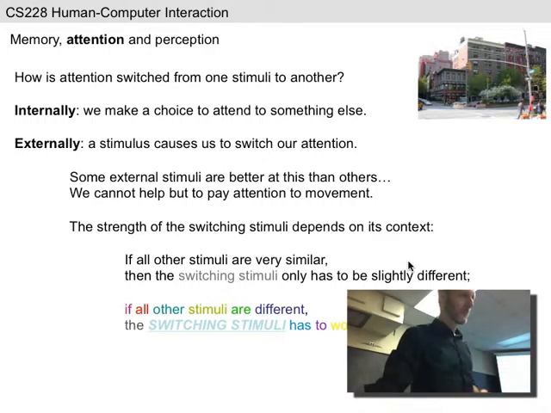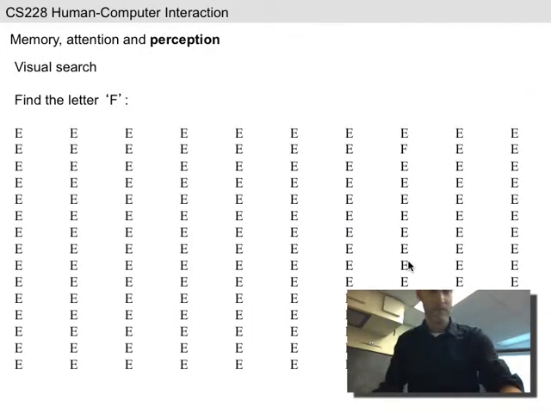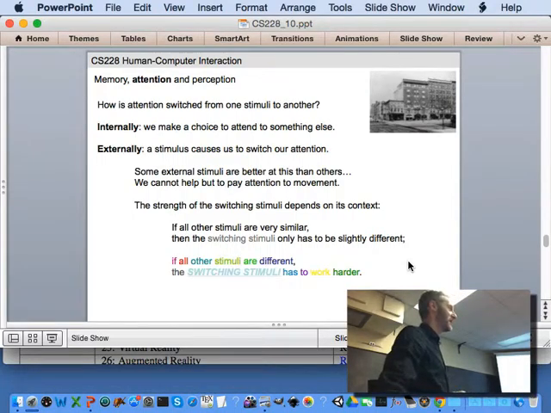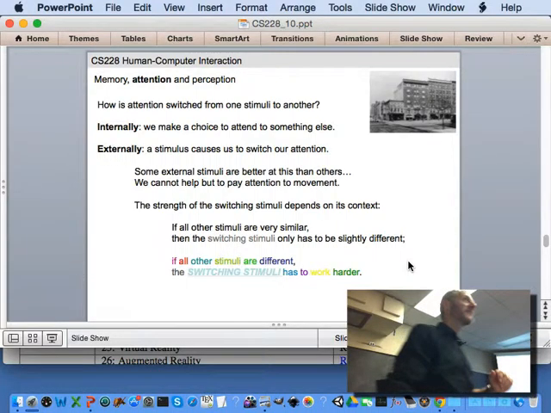Okay, let's play another game. Again, don't cheat, if you have slide number 16 ahead of you. I'm going to show you a whole field of uppercase E's, and hidden in it is one uppercase F. I promise you the F is actually there. I wouldn't be that cruel. All right, let's see how long it takes you to find the F. Go.